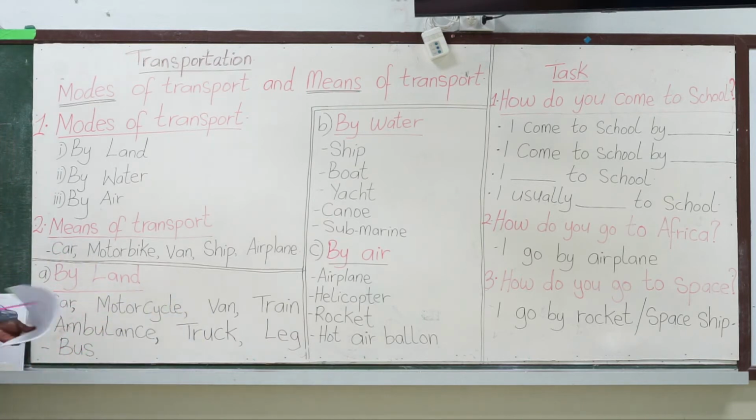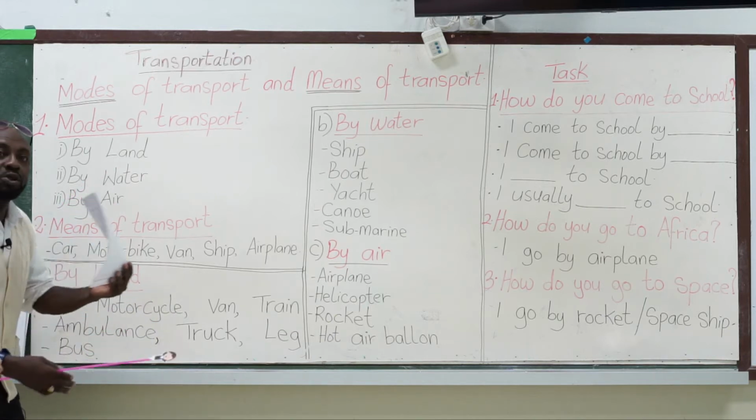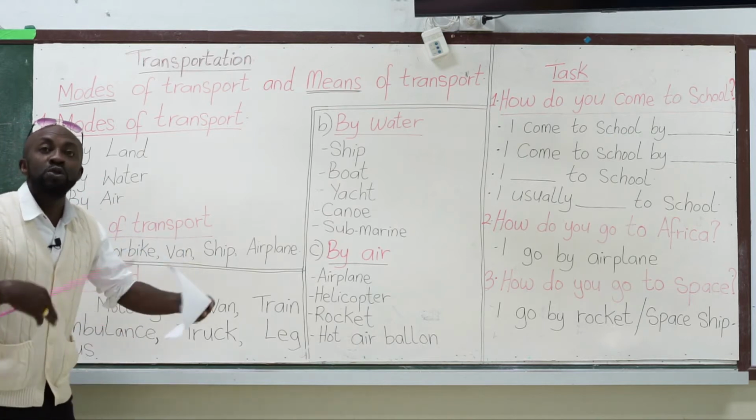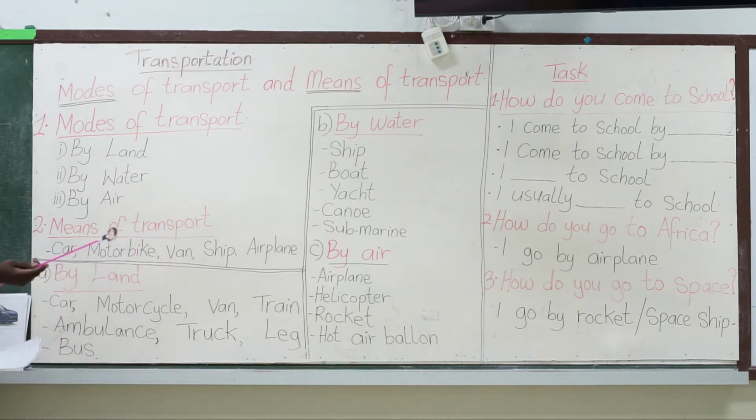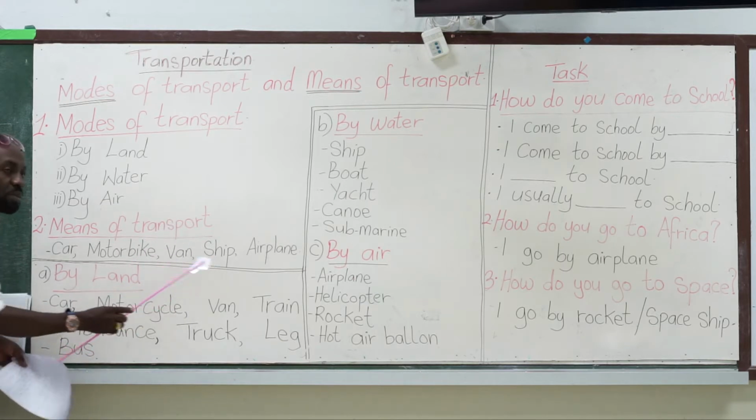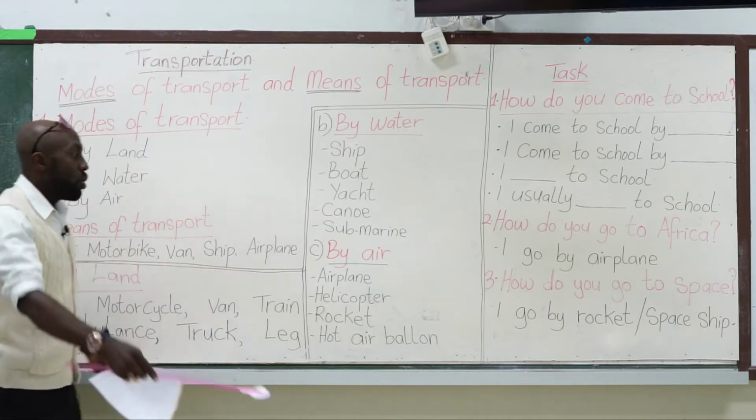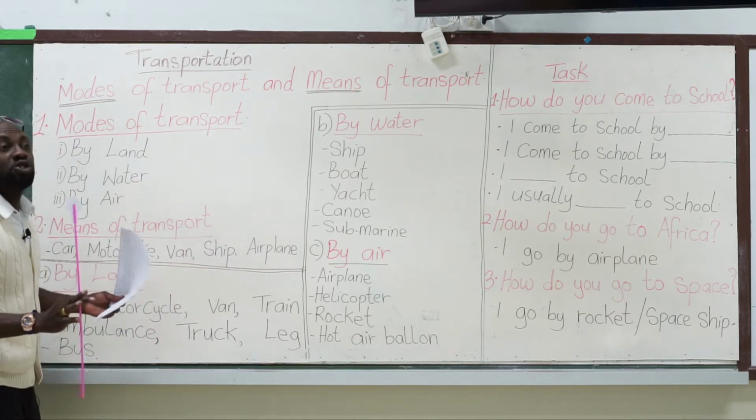So, what are the vessels we use to travel? We use vehicles to travel on land. We use vessels to travel on water. We also use vessels to travel by air. So, means of transport. Example, you have car, that's by land, motorbike, by land, van, ship on water, airplane in the air. So, means of transport are the vessels in which we use in traveling.